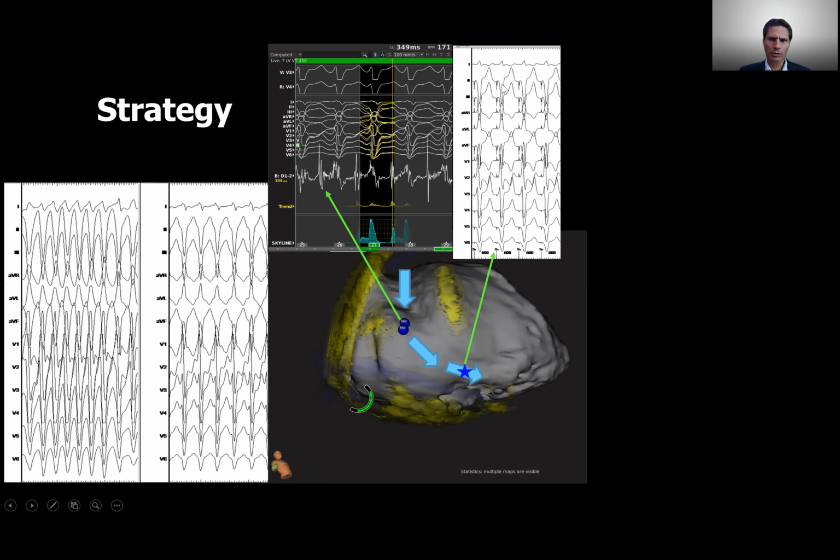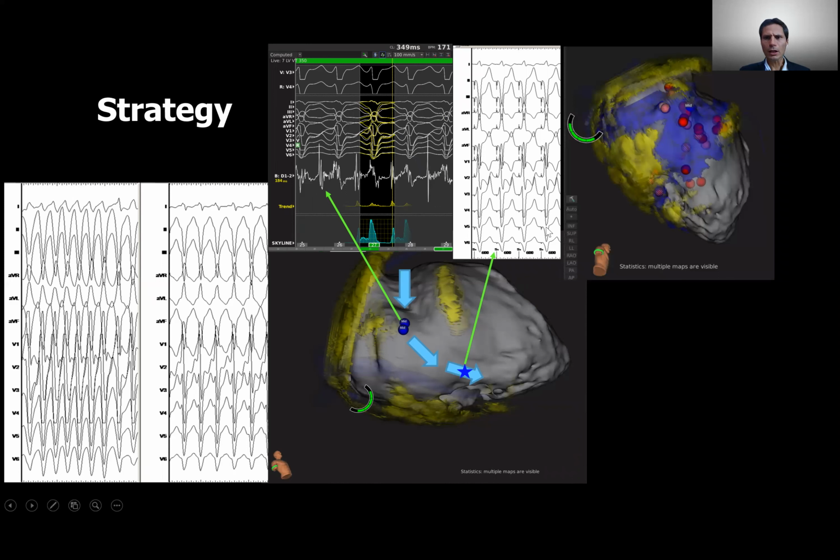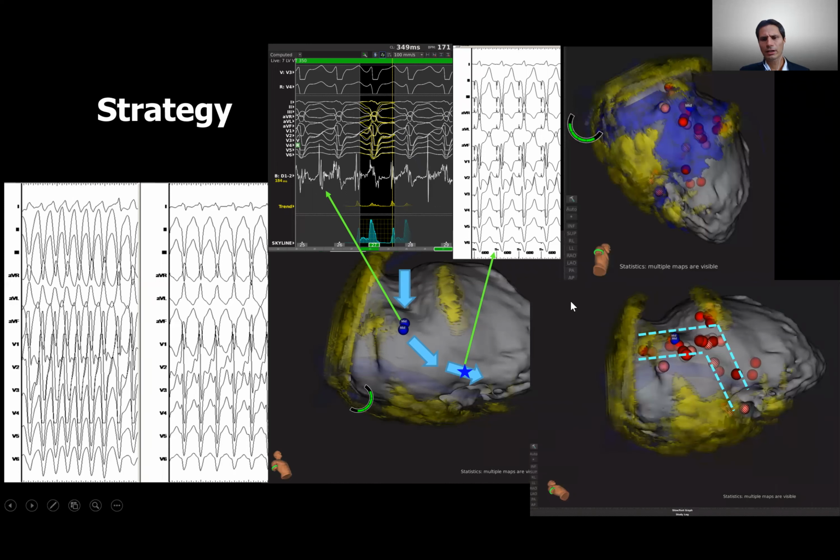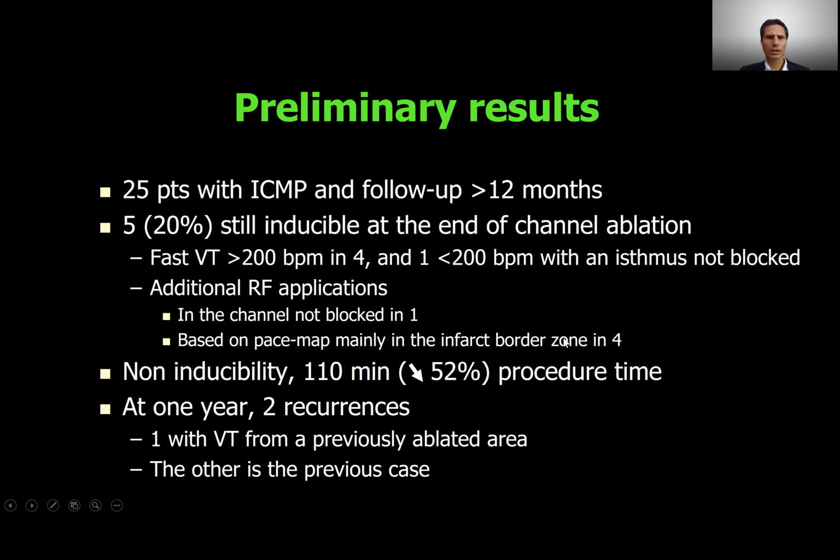You can see the morphology, which is pretty good with a short QRS, probably showing the exit towards this area. So we deduced from that that the circuit was going this way. What we did was two lines from the mitral annulus to this septal scar, and then to this septal thinnest part to the more inferior thin part. All of that was scar, but some areas were similar to the other, and we tried to connect that to render the patient non-inducible.